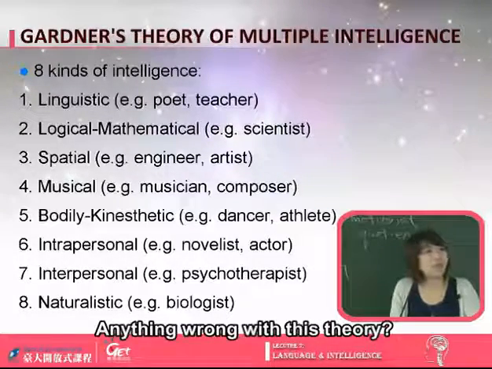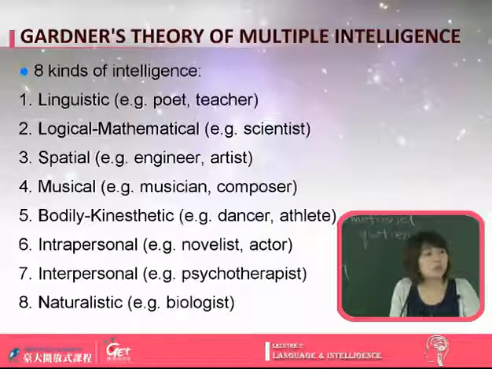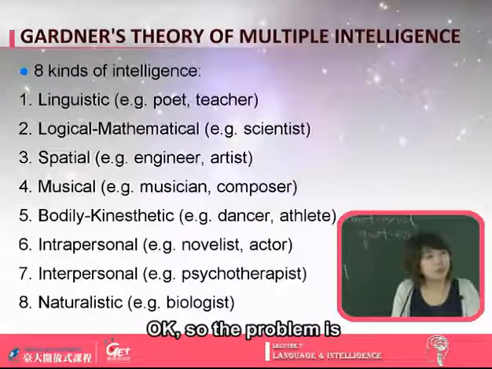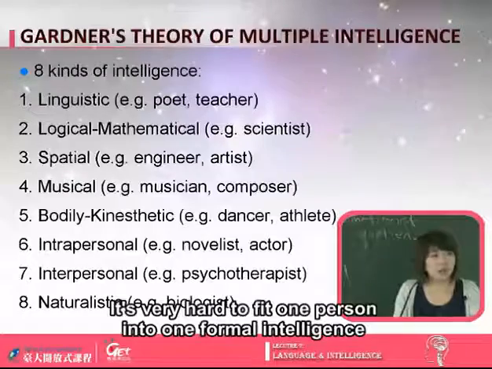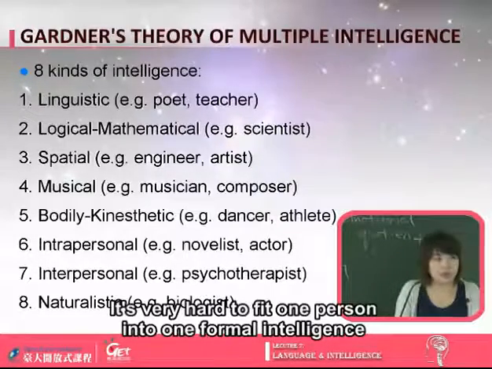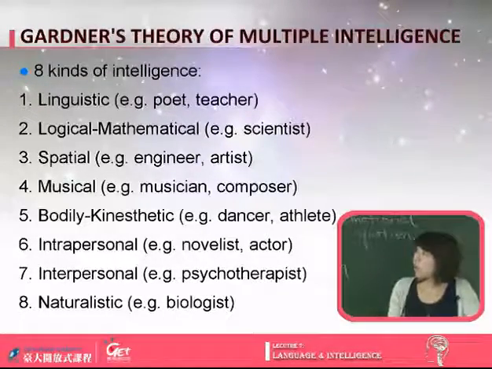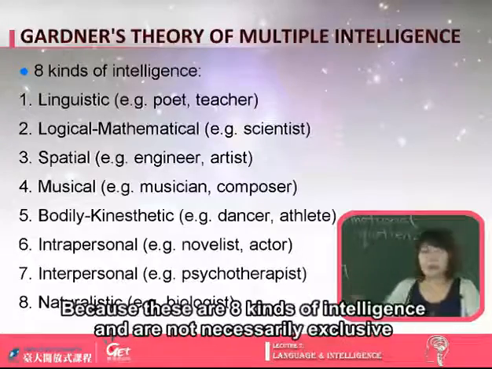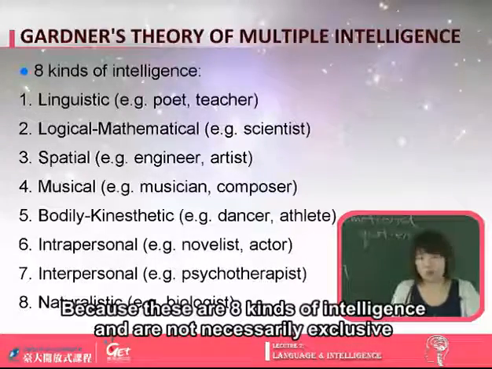Anything wrong with this theory? Yeah. I think an individual can never be in a single category. Okay. So the problem is, it's very hard to fit one person into one form of intelligence, which is fine, because these are 8 kinds of intelligence and not necessarily exclusive.